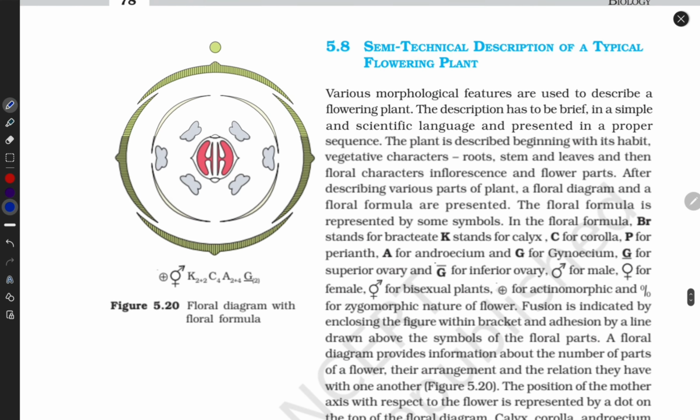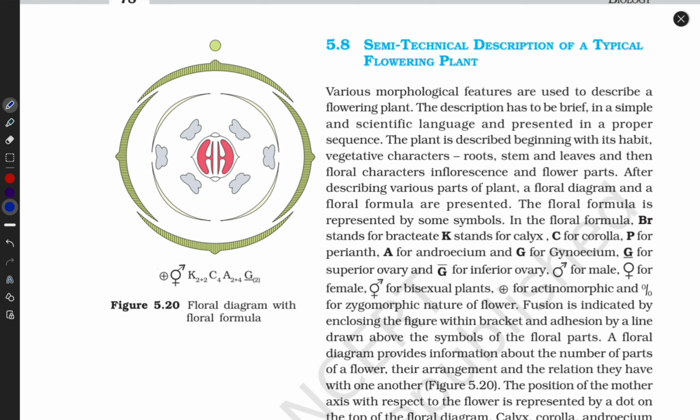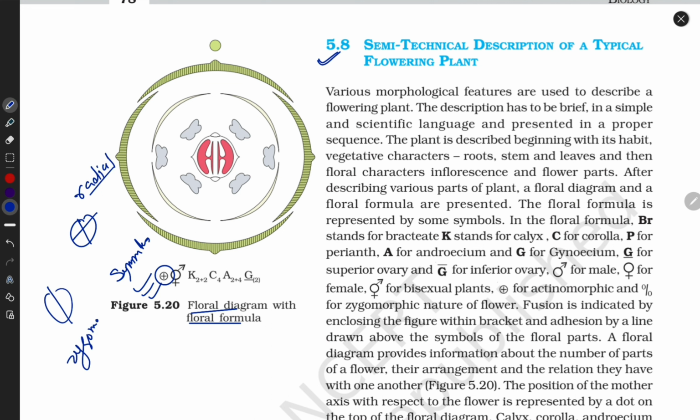Okay, let's quickly study about floral diagrams with their floral formula. Guys, this is the sign for what? Symmetry. These are the radial symmetry, these are the zygomorphic symmetry, and these are the irregular symmetry. If I draw this sign, it means they are radial. If I draw this, then this is zygomorphic. If I draw this, it means they are asymmetric. That's it.